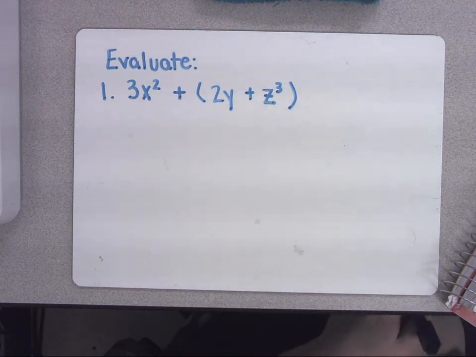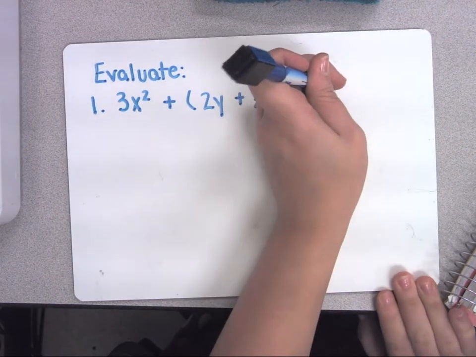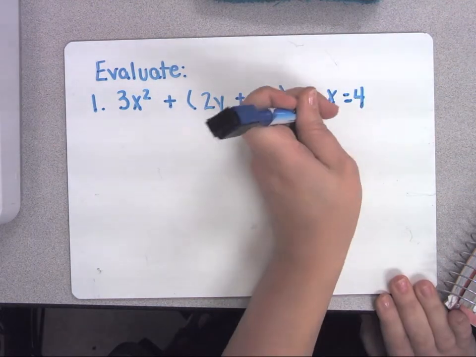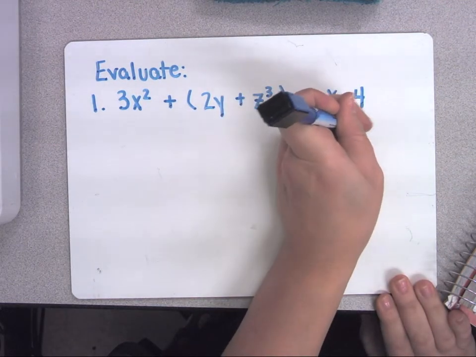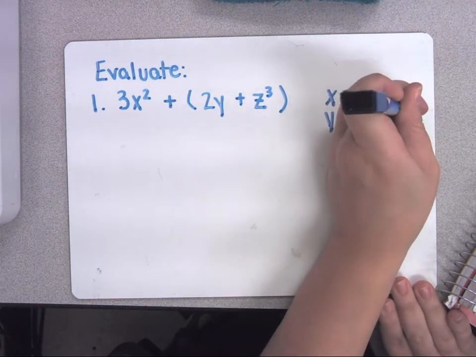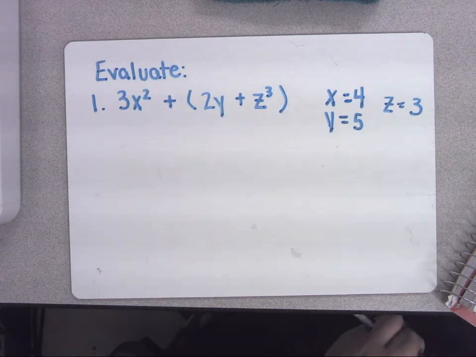So if this is all the information you had, could you solve this? The answer is no. They're 3 different variables. They have nothing in common. You can't do anything. But if I gave you this information next to it. X equals 4. Y equals 5. Z equals 3. Now, can we solve this?